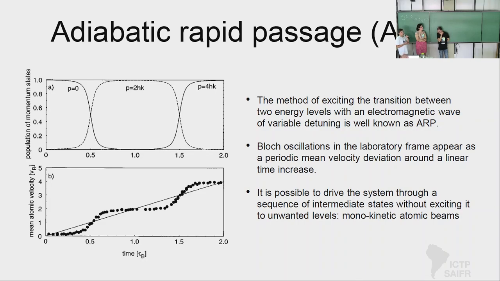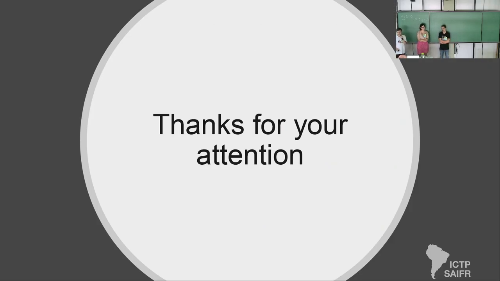After a little bit of time, you have all of your population in p equal to hk. And then if you keep doing this, you will have all of your population in the p equal to 4hk state. And what you see in the laboratory frame of reference is that the momentum is also augmenting in discretized steps. So in this way, it is possible to drive the system through a sequence of intermediate states. You go to here, to here, to here. And this way, you can have a monokinetic atomic beam, because you can choose the state in which you stop doing this, and you will find the atoms in the state you prepared, with a particular momentum and energy. So that's it. Thank you for your attention.